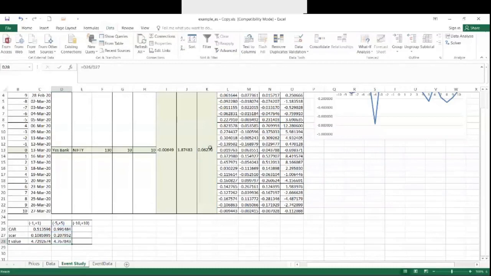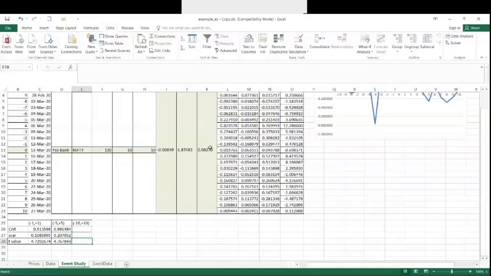This is also significant. The cumulative abnormal return around the event doesn't die down even then. Now we move on to 10 days. So all these 10 days.